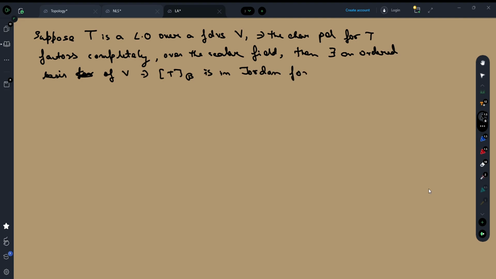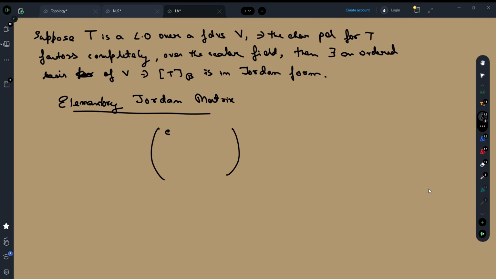Okay. How had we defined the Jordan form, if you quickly recall? An elementary Jordan matrix was defined as a matrix of this form, right? So we have scalars throughout the diagonal and then we have one below each scalar, and zero everywhere else. So this was our elementary Jordan matrix.